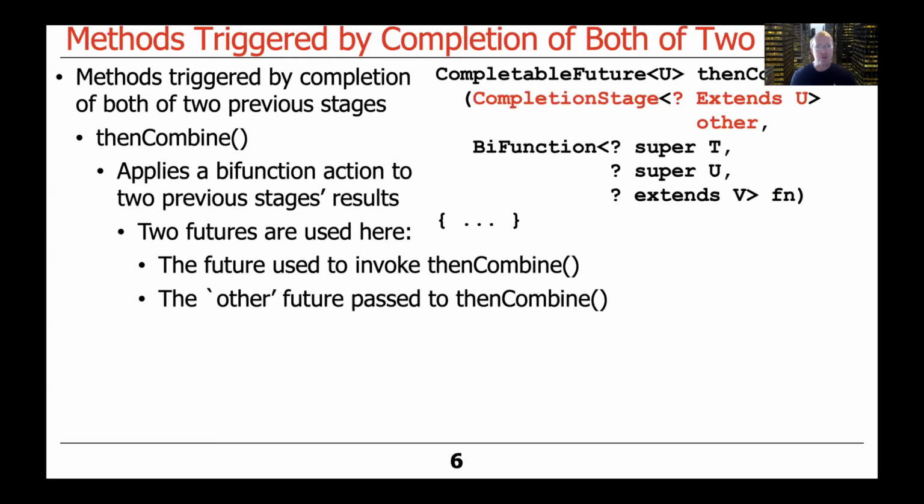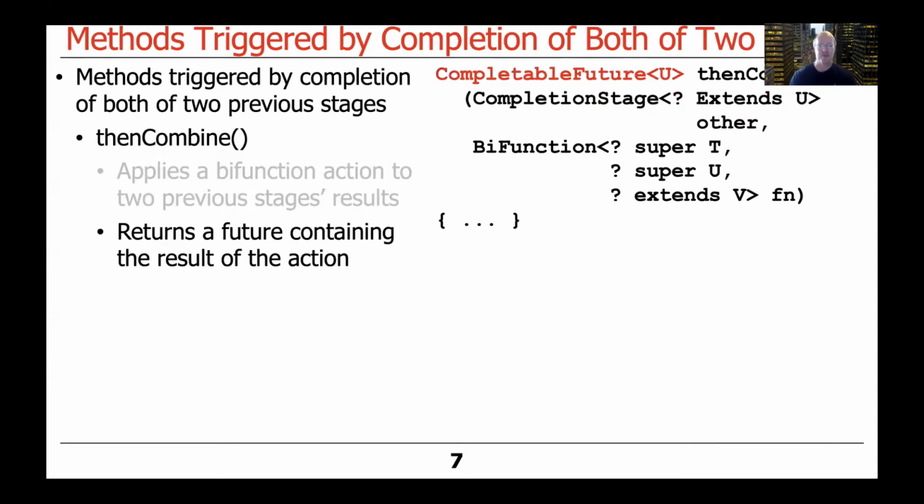You can see this first parameter that's passed in to then combine is a completion stage. So what we have here are two futures. One is the future that's used to invoke then combine. So you would say completable future 1 dot then combine. And then the other future, the one that's passed here, is the one that's passed as the first parameter to then combine. So that would be completable future 2. And I'll show you some examples of this in just a second, so it'll be a lot more clear.